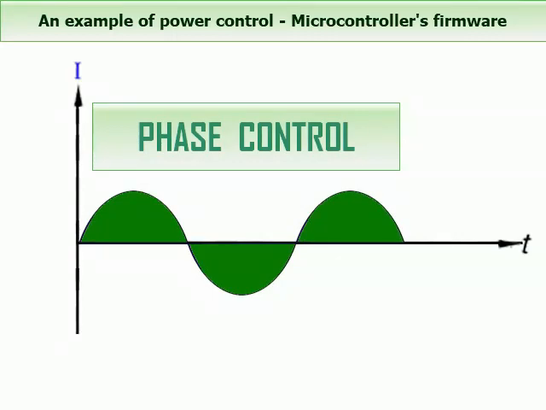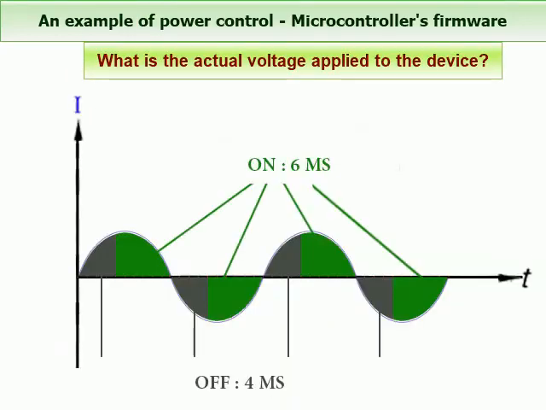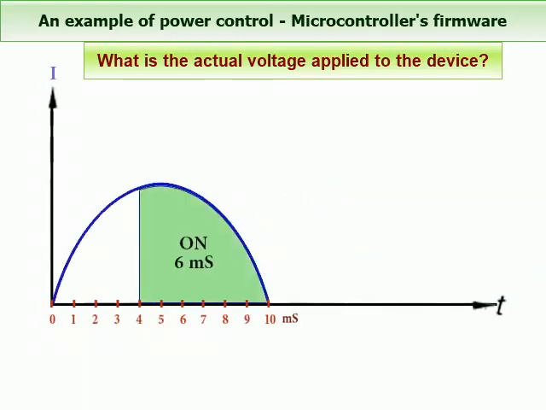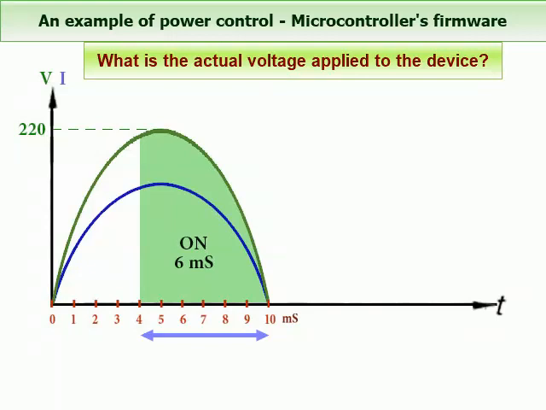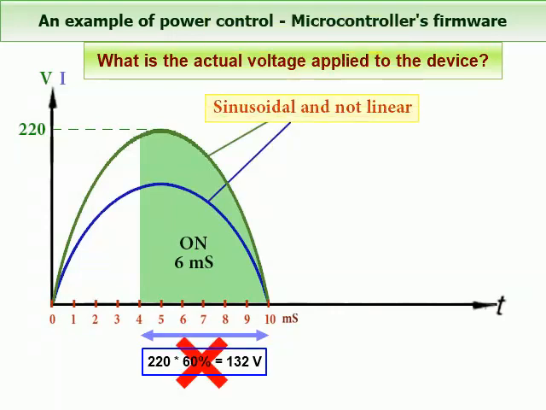Let us now ask the following question. What is the actual voltage applied to the device in this example? Since the device operates for 6 milliseconds of a total half wave length of 10 milliseconds, we may guess that the voltage applied to the device is 60% of the supply voltage, which means 60% of 220 volts, or 132 volts. In fact, this answer is wrong. The reason is that the AC wave is sinusoidal and not linear, that is, the relationship between the output voltage and the triggering angle, alpha, is not linear.